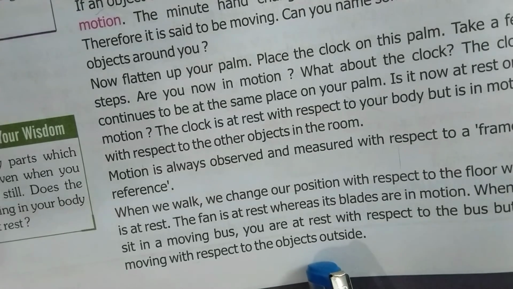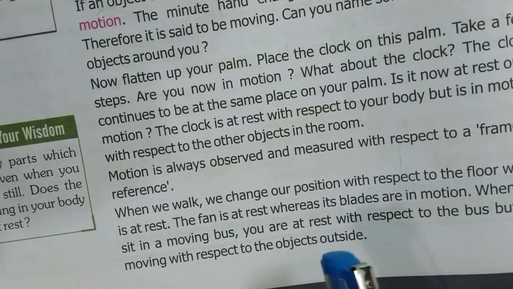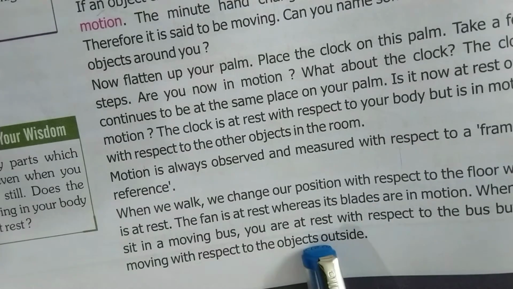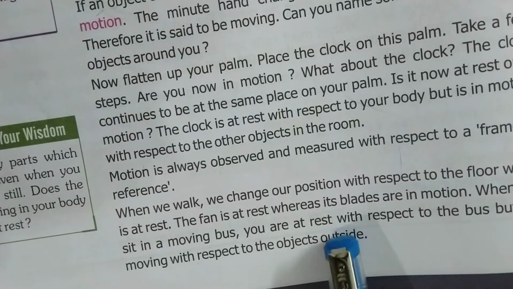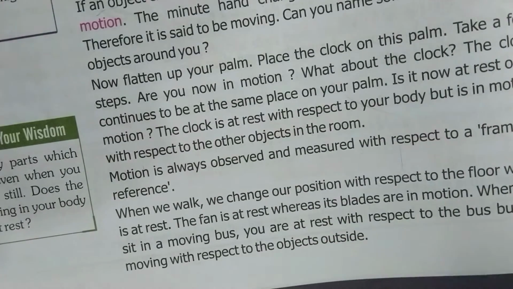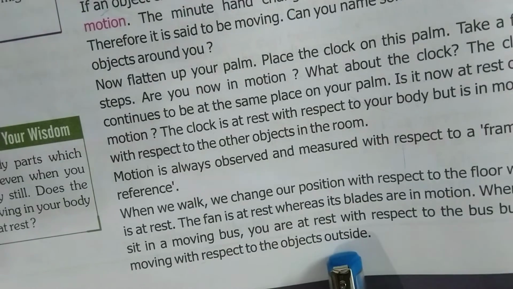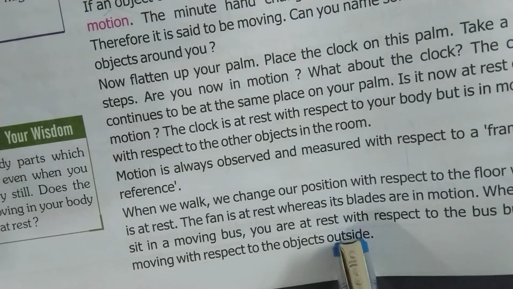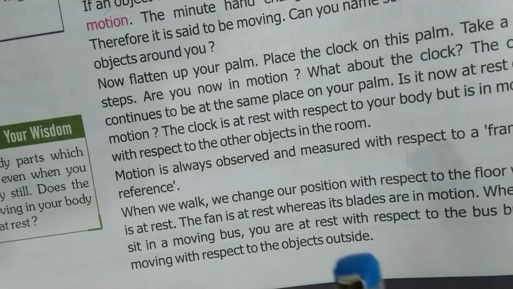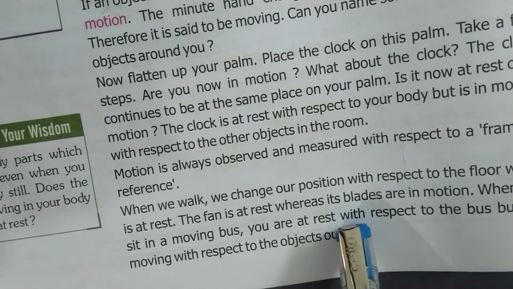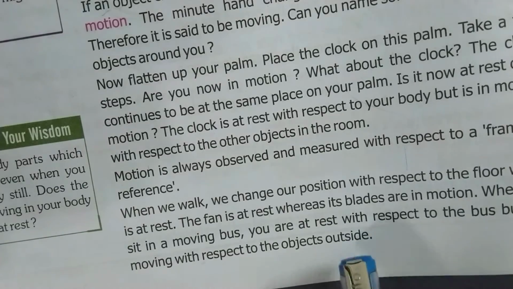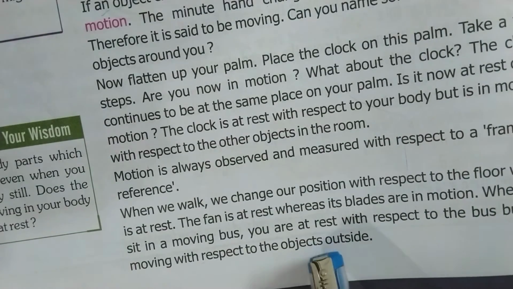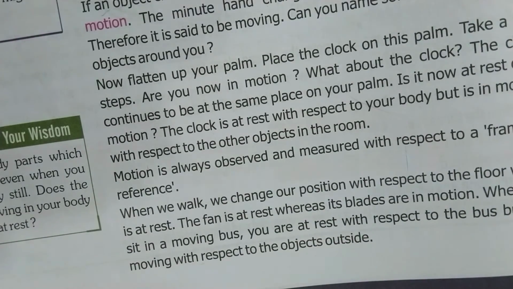Compared to the other objects, I am moving. The bus is moving, and I also appear to be moving compared to the objects which are outside when you sit in a bus. But my body is at rest when I sit in a bus. Only the bus moves. But compared to the objects which are outside, I appear as if I am moving.